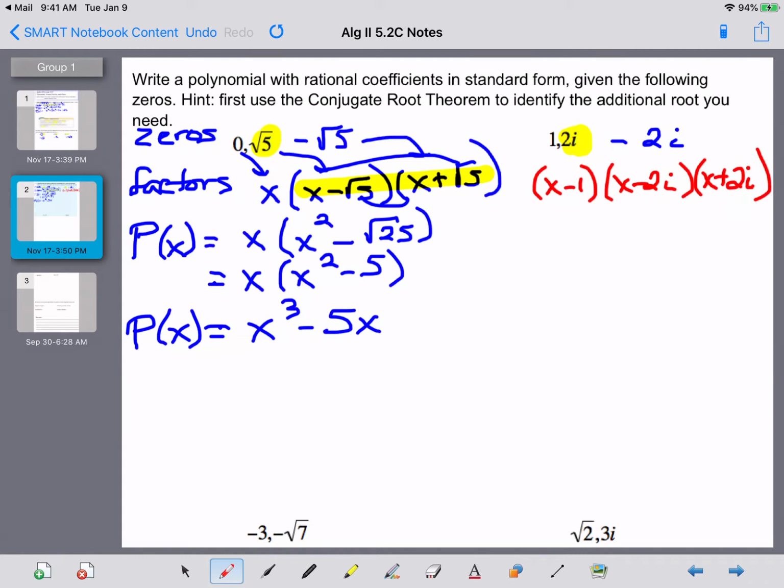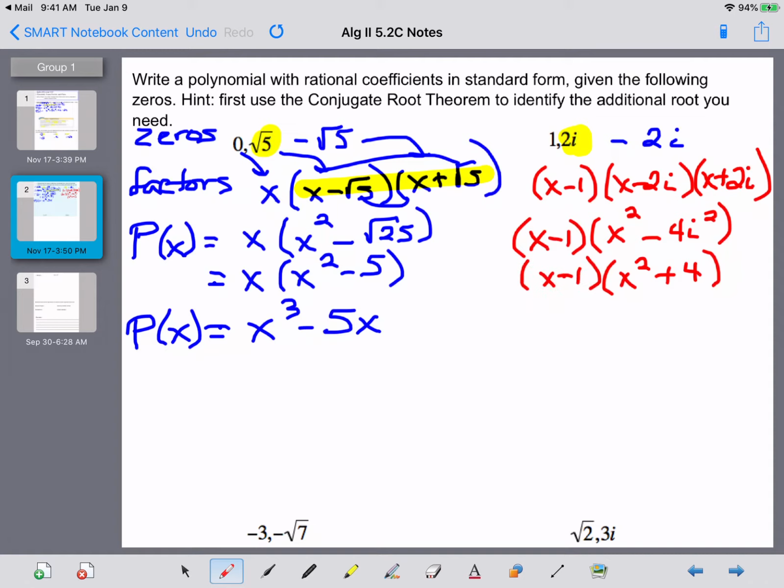Okay, again, we're going to put the conjugates together first. So I'm going to hold off on the x minus 1 for a minute and multiply the x minus 2i and the x plus 2i together. FOILing those, I get x squared. Again, insides and outsides cancel. Negative 2i times positive 2i would be negative 4i squared. But remember that i squared is negative 1, so this is really just an x squared plus a 4, because negative 4 times negative 1 is positive 4.